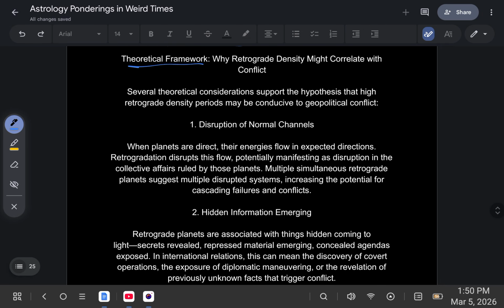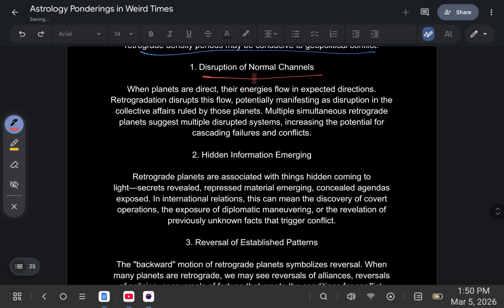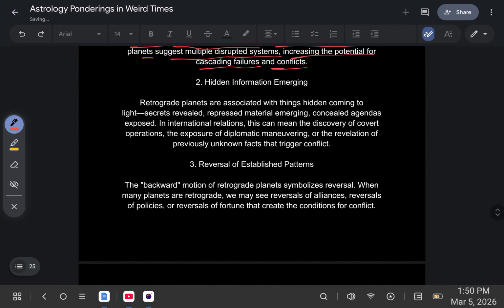Here's our theoretical framework for why retrograde density might correlate with conflict. Several theoretical considerations support the hypothesis that high retrograde density periods may be conducive to geopolitical conflict, such as disruption of normal channels. When planets are direct, their energies flow in expected directions. Retrogradation disrupts this flow, potentially manifesting as disruption in the collective affairs ruled by those planets. Multiple simultaneous retrograde planets suggest multiple disrupted systems, increasing the potential for cascading failures and conflicts.